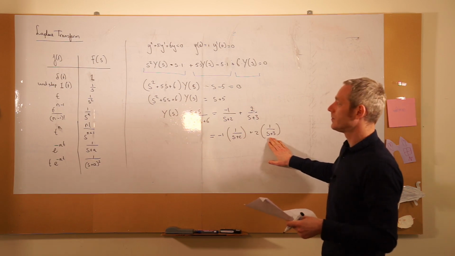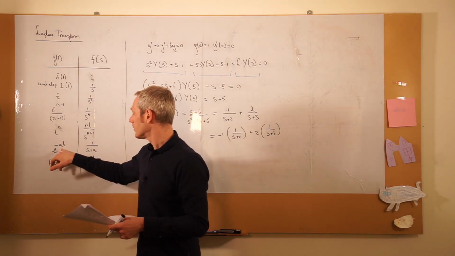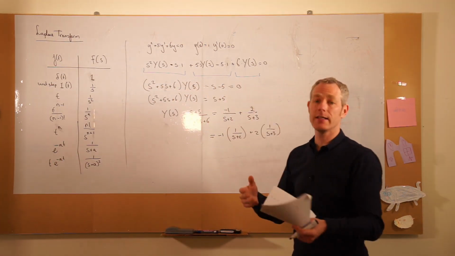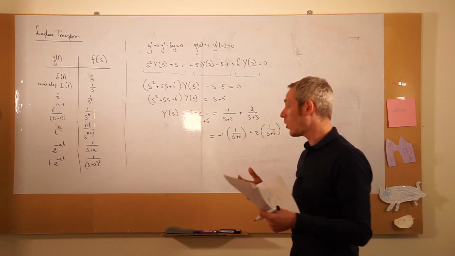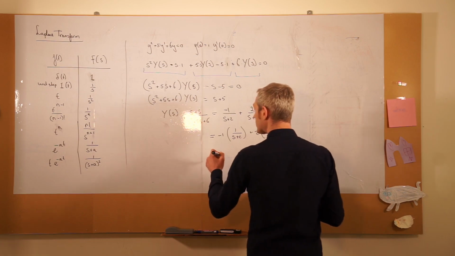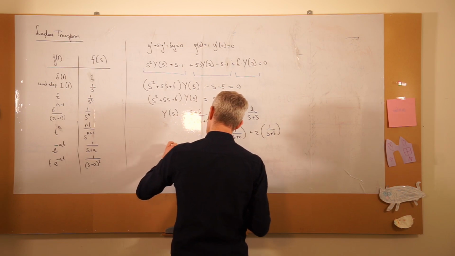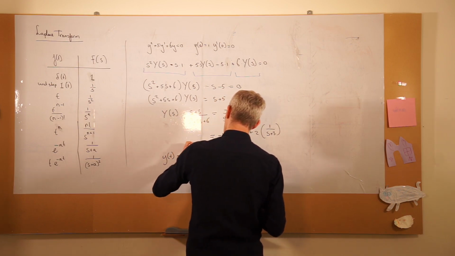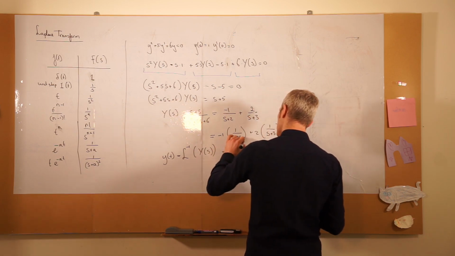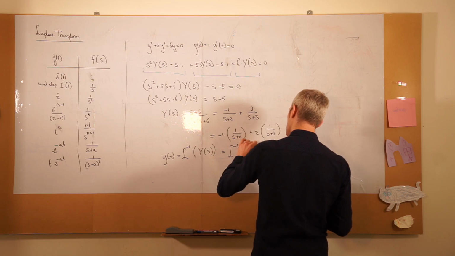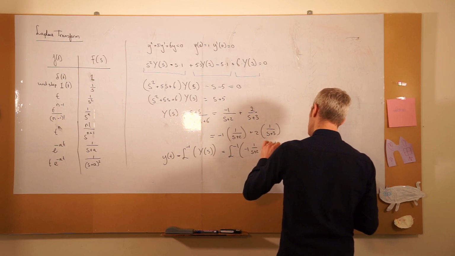And these functions, I can take this table and look at what the original function should be. Again, the Laplace transform is linear, and the inverse Laplace transform is also linear. So if I now want y of t, which is the inverse Laplace transform of Y of s, it is the inverse Laplace transform of -1 times 1 over s plus 2 plus 2 times 1 over s plus 3.